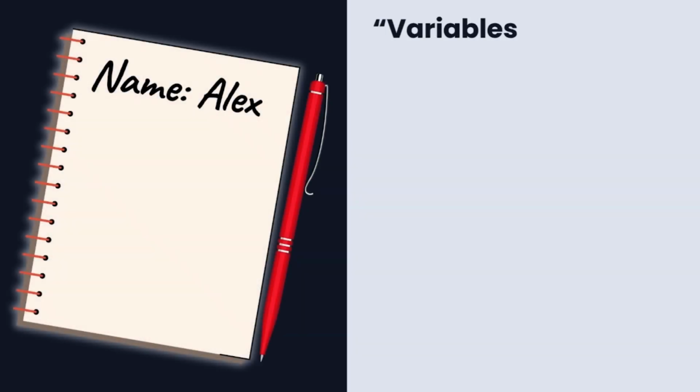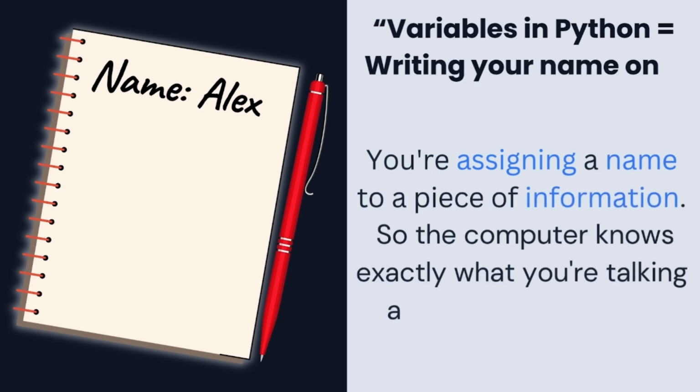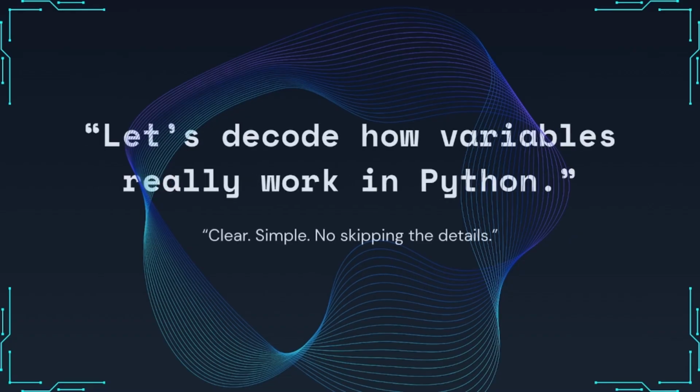Have you ever written your name on a notebook to show it's yours? That's exactly what a variable is in Python. You're giving a name to something so the computer can remember it. In this video, we are going to break down Python variables, what they are, how they work, and why everything is done the way it is. Even tiny things like quotes, underscores, and more. We will also try something fun and interactive at the end.